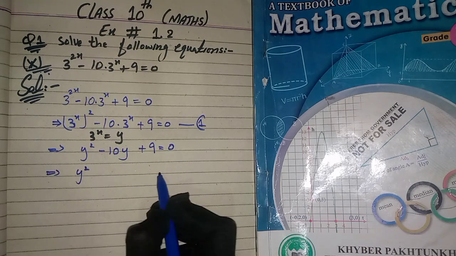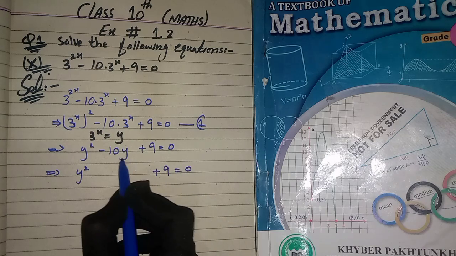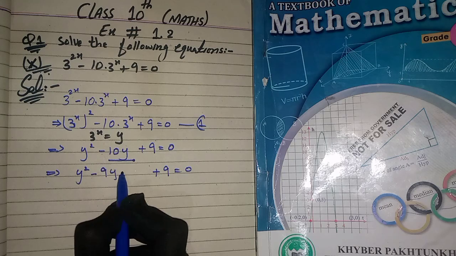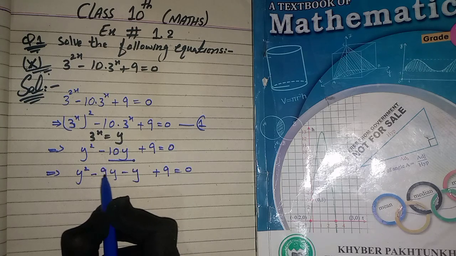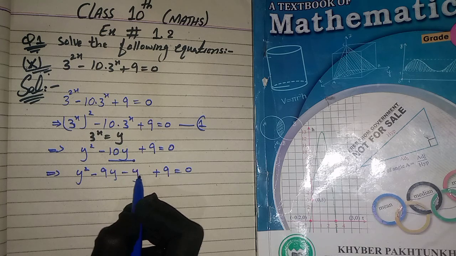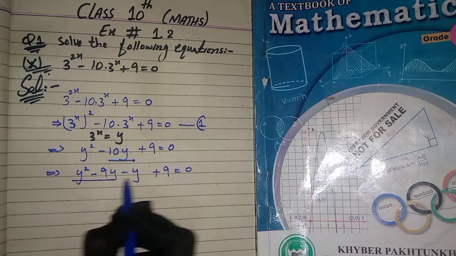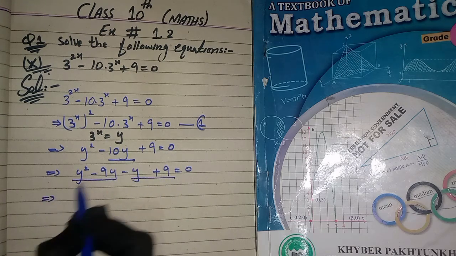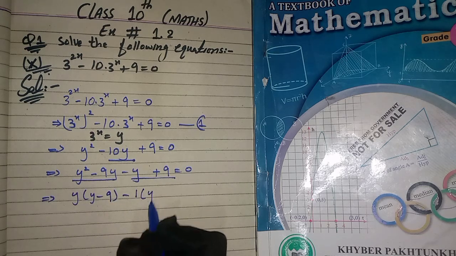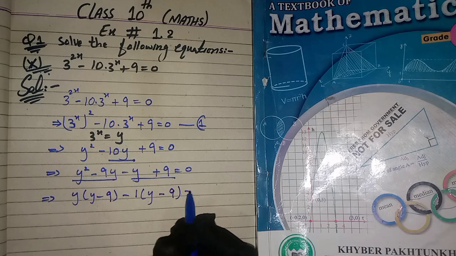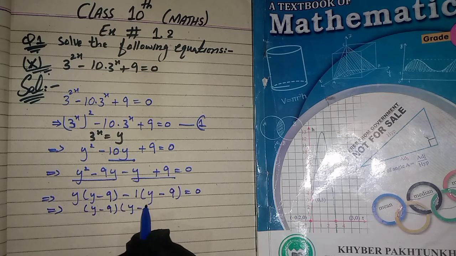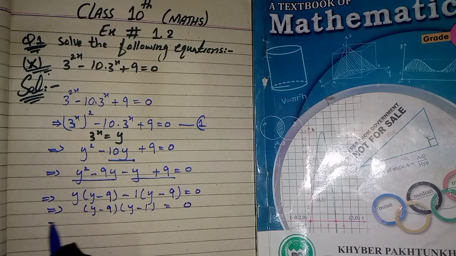We write first term and last term as it is. Now we break down the midterm as minus 9y minus y. Minus minus plus, 9y and y become 10y, and when we multiply 9y with y it becomes 9y square. Now we take common from two terms. Here y is common, y minus 9. Minus 1 is common, y minus 9. We write as y minus 9 into y minus 1 equal to 0.